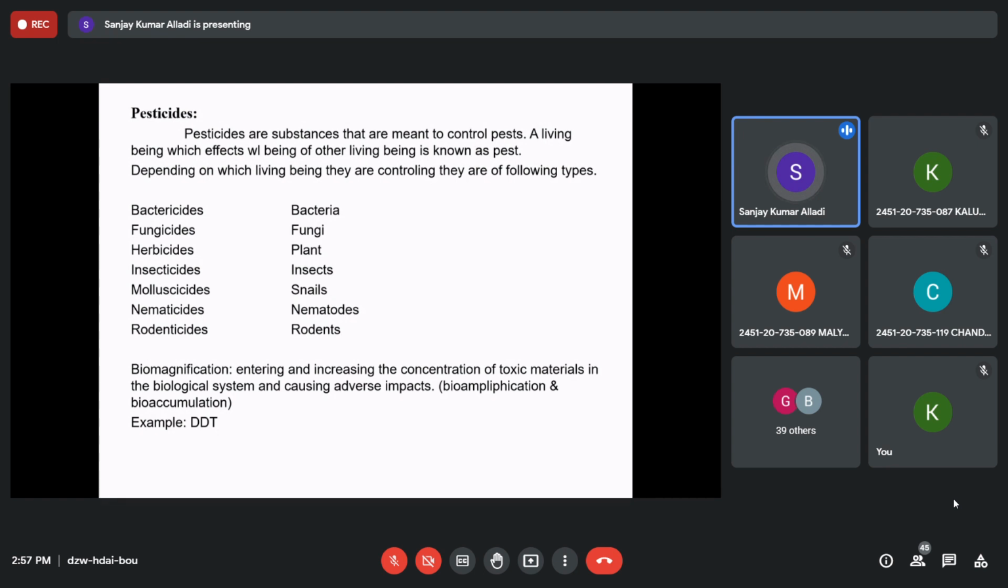And Paul Muller was awarded the Nobel Prize. Not the person who first synthesized it, but the person who synthesized it the second time and identified its germicidal quality. After that, people identified its pesticidal quality and started using it everywhere to control malaria, in agricultural fields and everywhere.